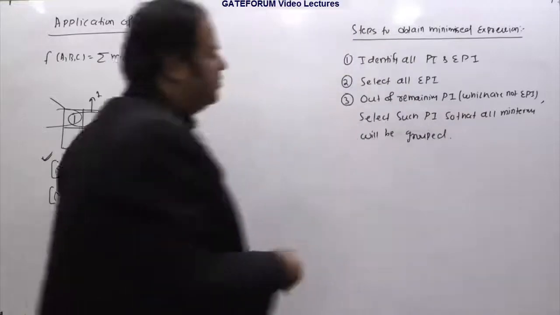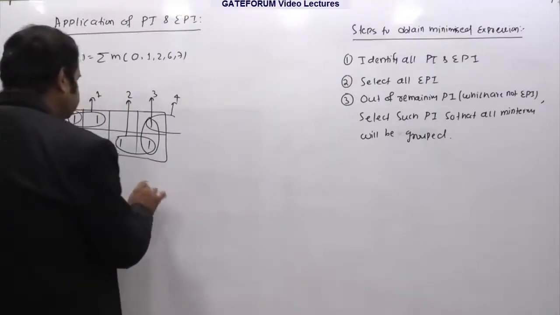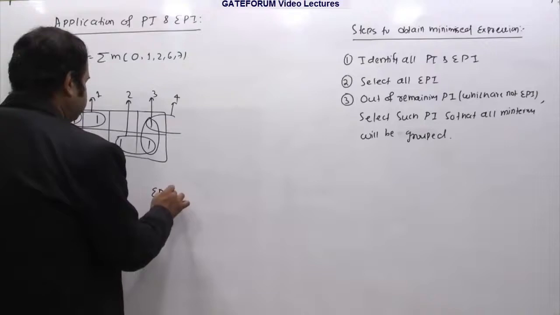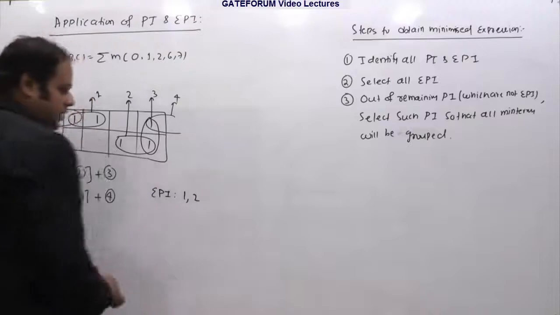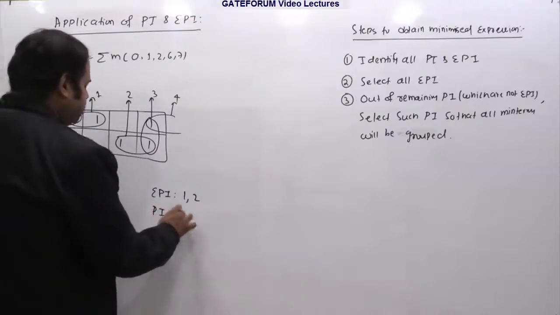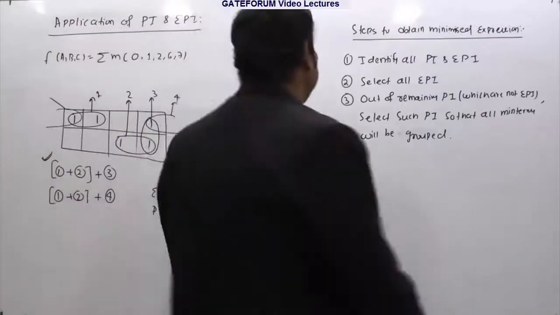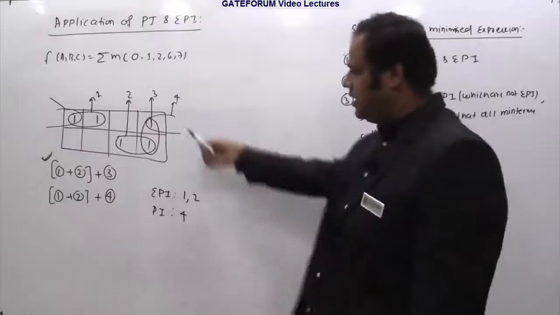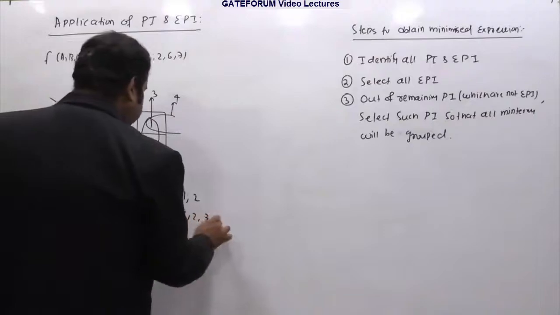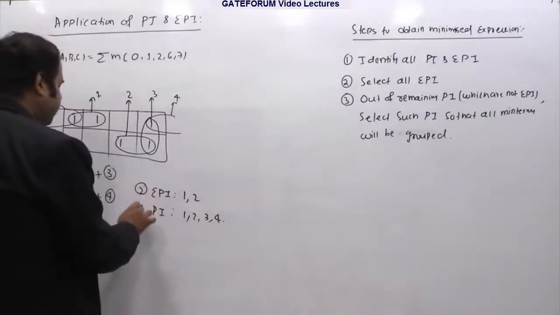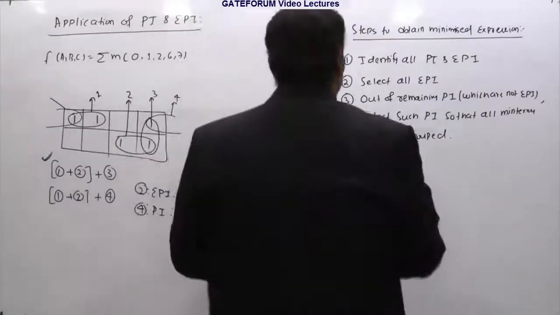Coming to this example, we already said that the number of EPI is 2, group number 1 and group number 2, and the number of PI is 4, all four groupings are PIs. So first step, identify all PI and EPI. The EPIs are group number 1 and 2, and the PIs are group number 1, 2, 3, 4. So basically we have 2 EPIs and 4 PIs. So first step is over.